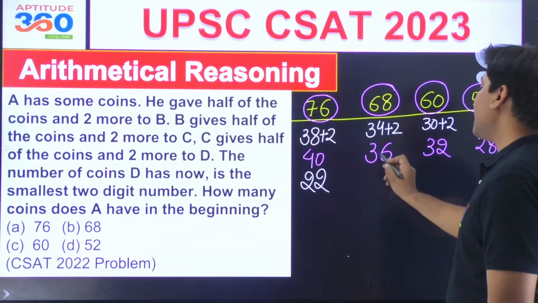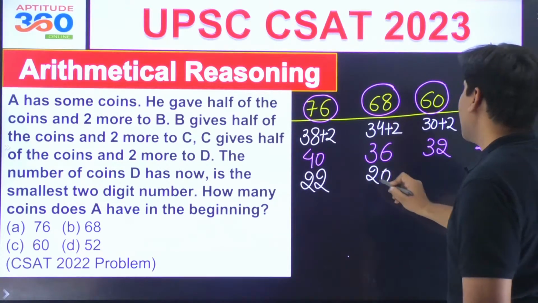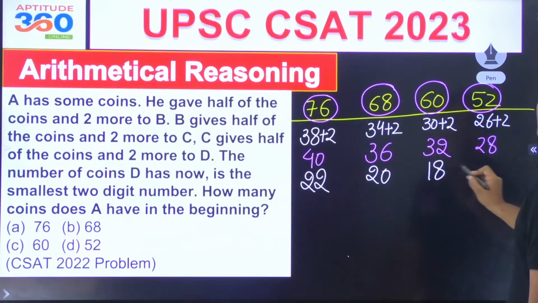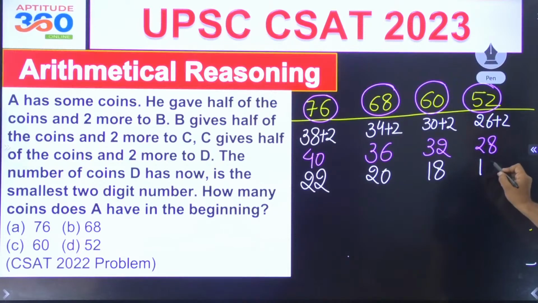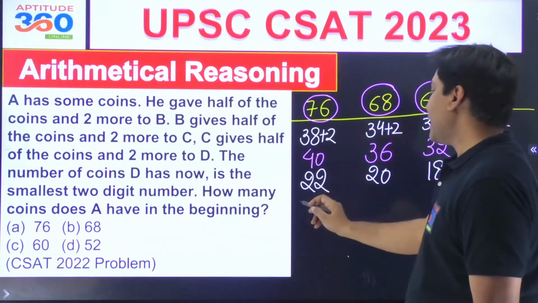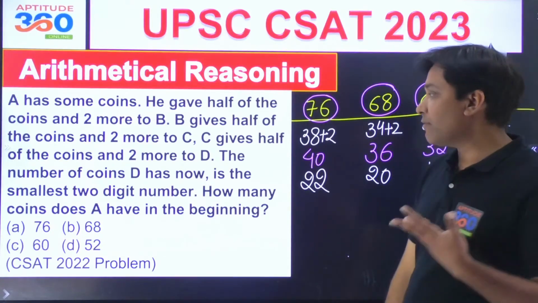So this is going to be 18 plus 2, 20. In this case, this is 16. 16 plus 2, 18, and then 14. 14 plus 2, 16. So these are the coins that C will be having. Right? Now these are the coins that C will be having.